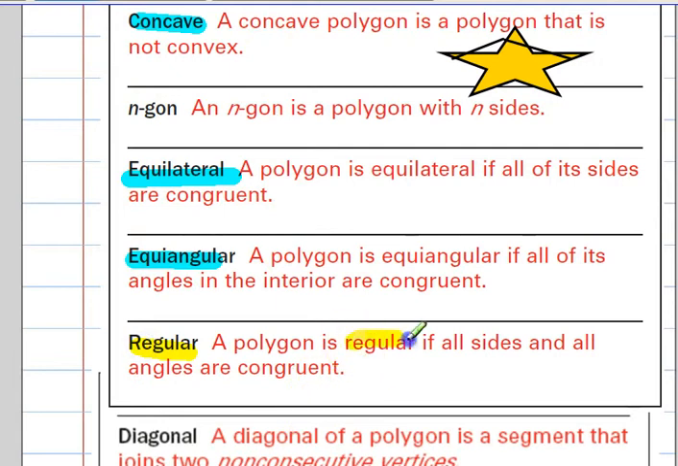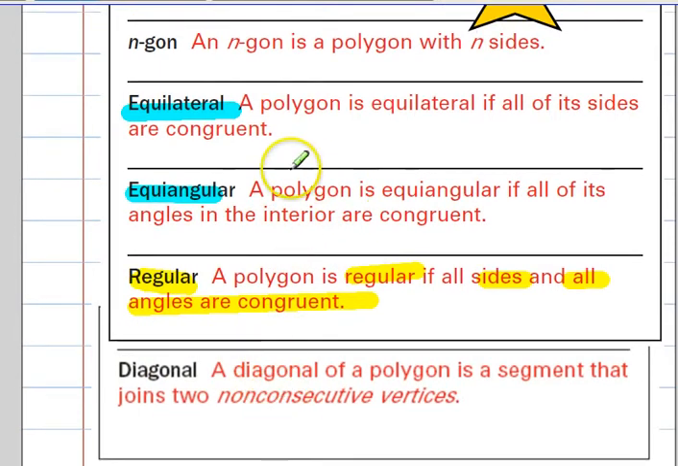And a polygon is regular if all the sides and angles are congruent. So basically a polygon is regular if it's both equilateral and equiangular. And we love those type of polygons. So those are the definitions.